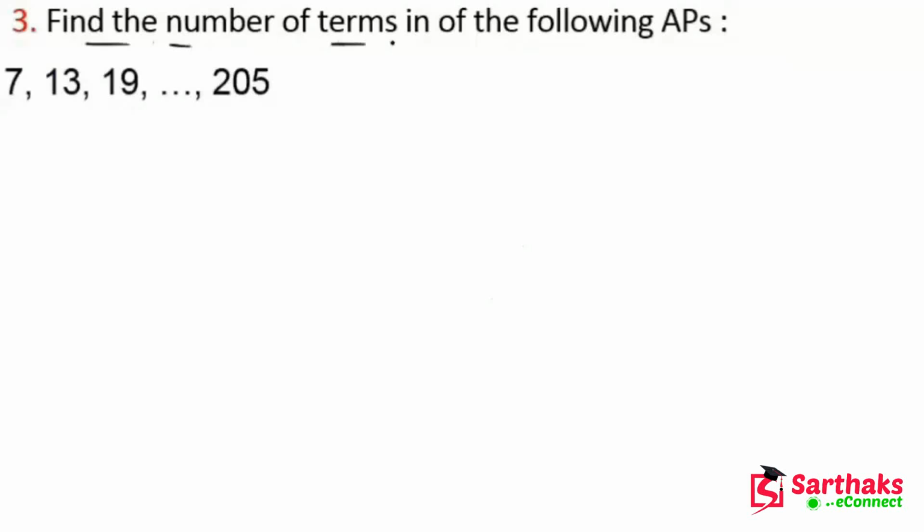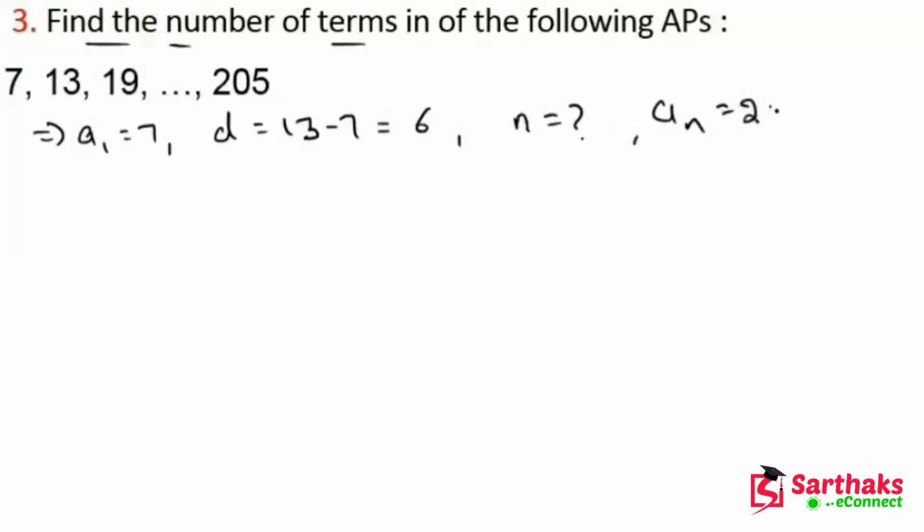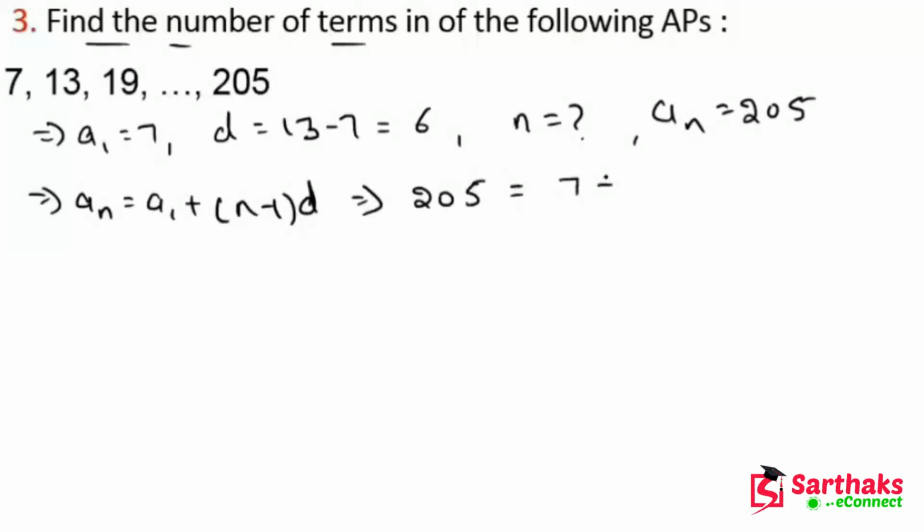Find the number of terms of the following AP. Now we have to find the number of terms again. So now we know a1 is 7, d is 13 minus 7, which is equal to 6. We have to find n, and an is equal to 205. Now we can easily find the value of n. An is equal to a1 plus n minus 1 into d, and we know 205 is equal to 7 plus n minus 1, we don't know n, and d is 6.